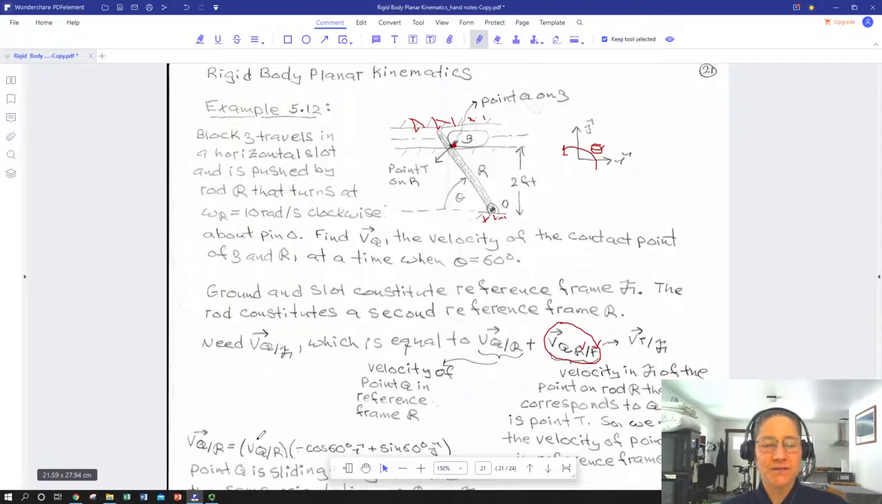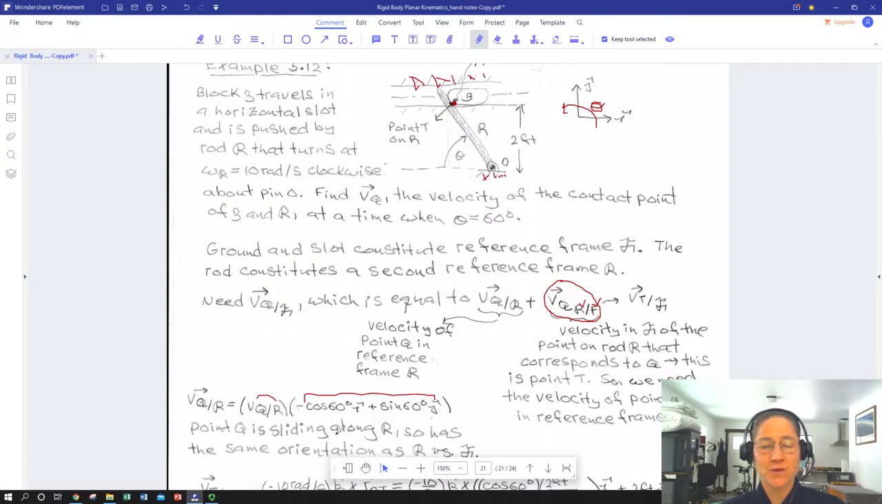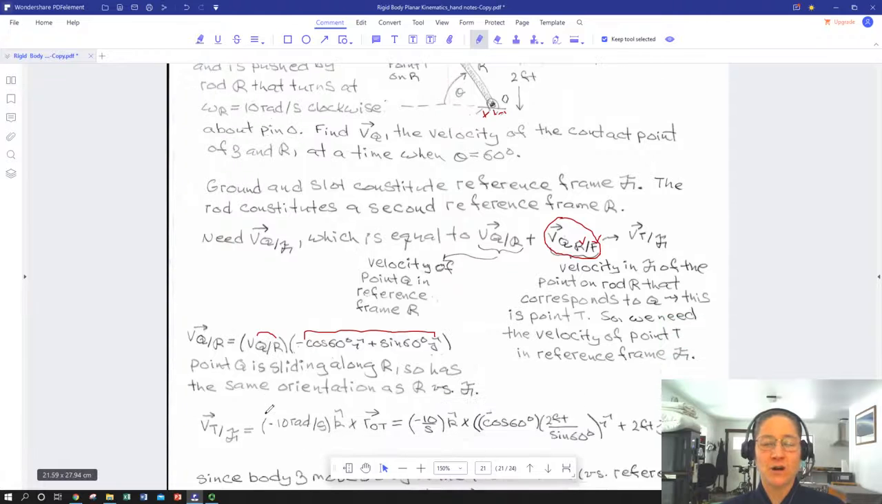So we're just going to give that velocity a magnitude, and we know that because it's directed along the axis of the rod, it has to be in the direction of the rod, which is this expression. So point Q is sliding along R, so it has the same orientation. We don't know what direction, if it's sliding towards O or away from O. So that'll just change with the sign of VQR.